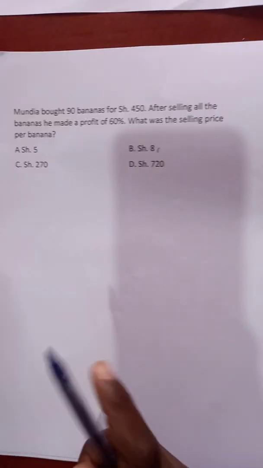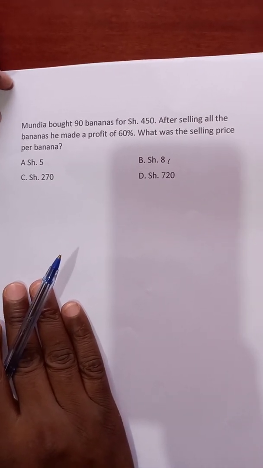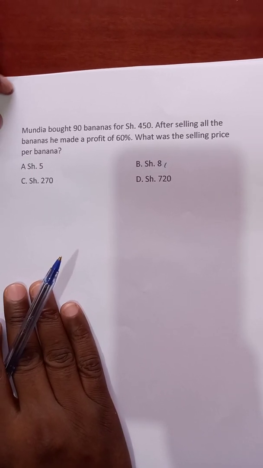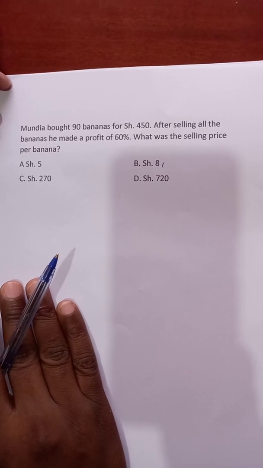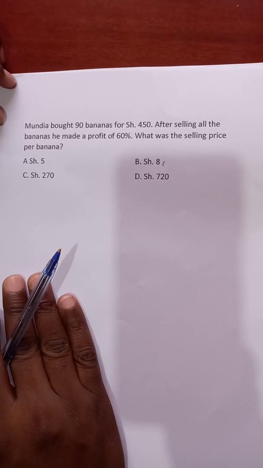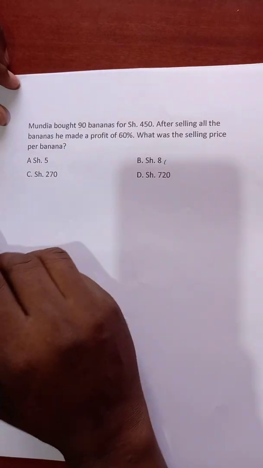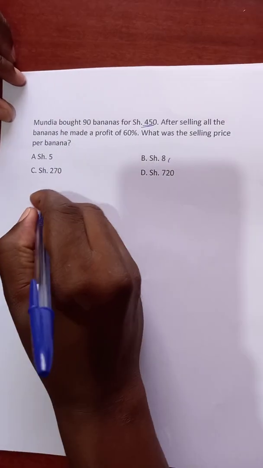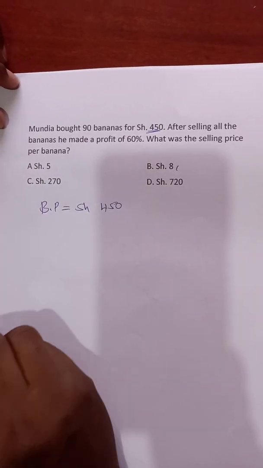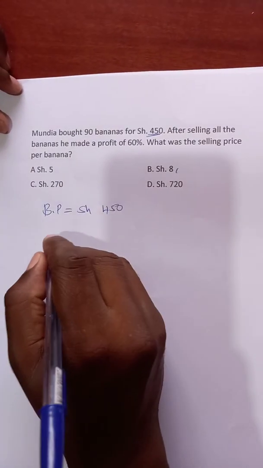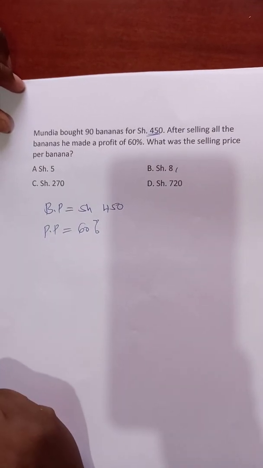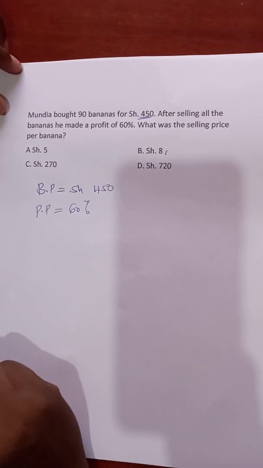Our first question, we are told that Mudia bought 90 bananas for shillings 450. After selling all the bananas, he made a profit of 60%. What was the selling price per banana? So you have been given the number of bananas that were bought at 450 shillings. So our buying price BP is shillings 450. We are then told that he made a profit of 60%. So percentage profit is 60%. Learners, remember what you have said, that the buying price is always 100%.